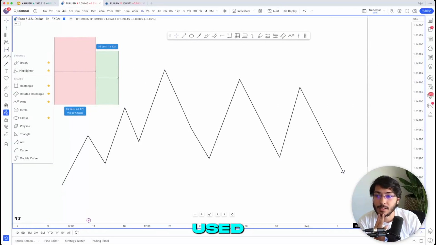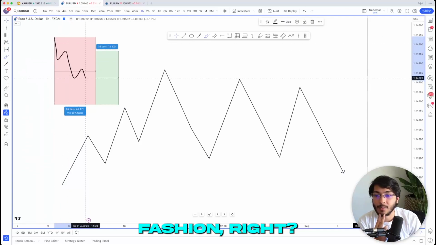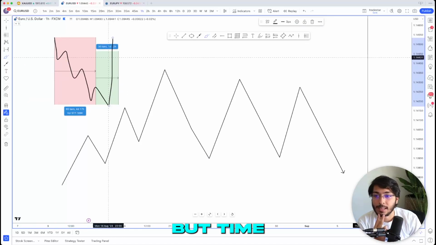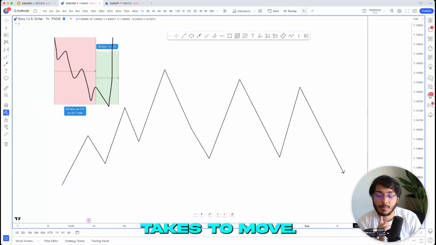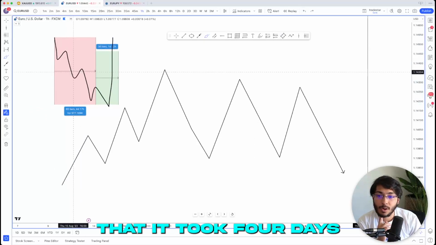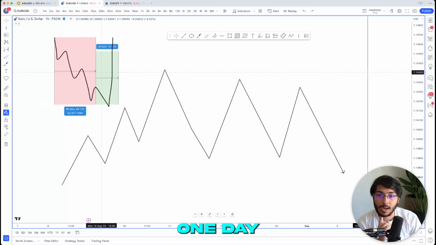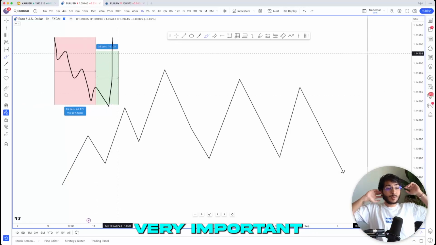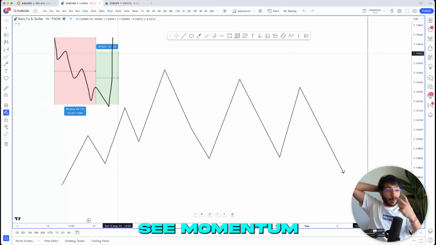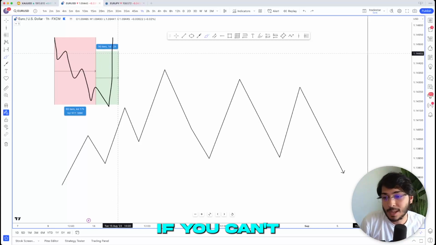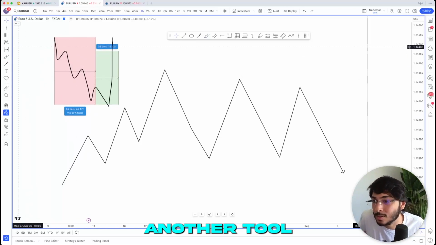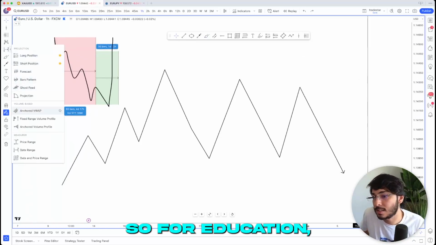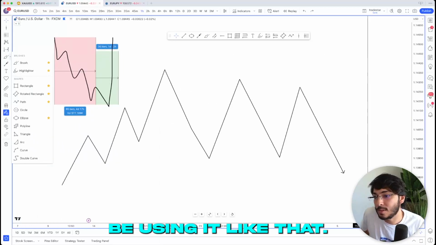This is simply used to identify price and time. Obviously, we see price in an up and down fashion, right? But time is in a left to right fashion. So it's important to know how long something takes to move. Like we can say that it took 4 days to go to the low, and then it took 1 day to go to this high. So in the sense of momentum, it's very important to understand momentum. Some people can't see momentum with their eyes, right? Which is okay if you can't. That's what these educational videos are there for. That's another tool that I use sometimes, more so for education, but it's something that I can see with my eyes, so I don't really use it like that.